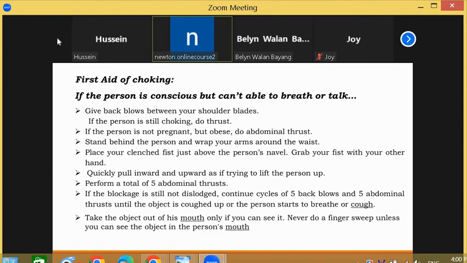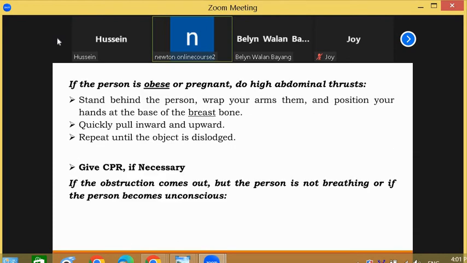Sometimes the patient may have a touch of vomiting if you go deep, so do not go deep. Only one difference for obese or pregnant patients, because in a pregnant woman we cannot do abdominal thrusts.